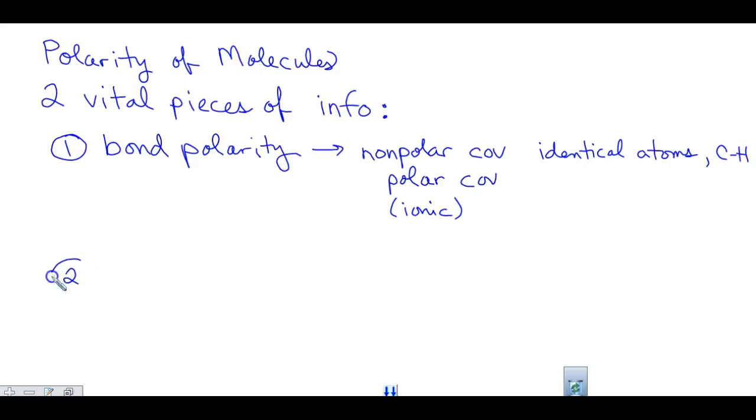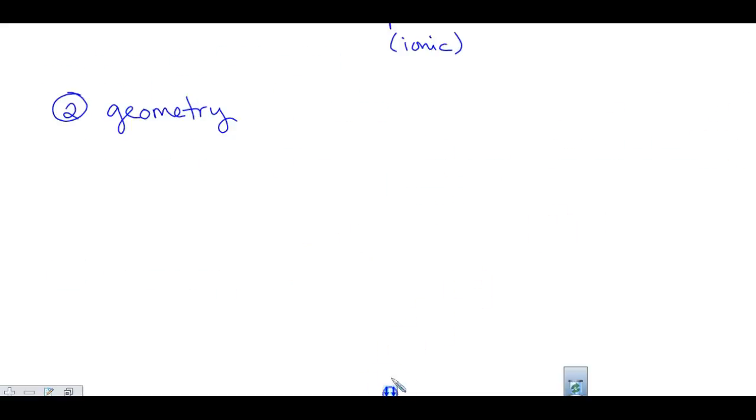So the second thing you need is the geometry. Why do we care about the geometry? Because shapes, if they are symmetrical, can actually cause the dipoles generated by the polar bonds to cancel. So let's do a couple of quick examples.